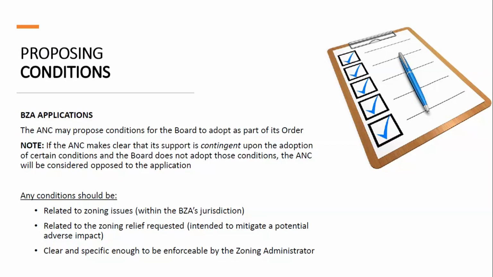And then lastly, conditions should be clear and specific enough to be enforceable by the zoning administrator. As a really general example, but we do sometimes see this, is proposing a condition that says something like the applicant shall work with the community on any issues that arise. That's really just too broad of a condition for the zoning administrator to enforce. And so for this example, it should really be specific about who the applicant should be meeting with, how often, and what the issues are. So that's just another really important aspect when proposing conditions for a BZA application.